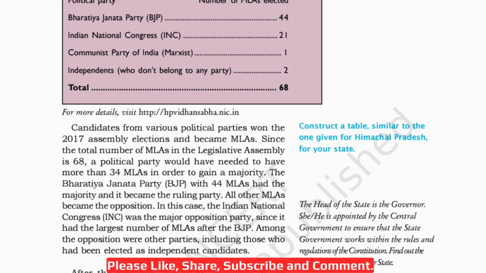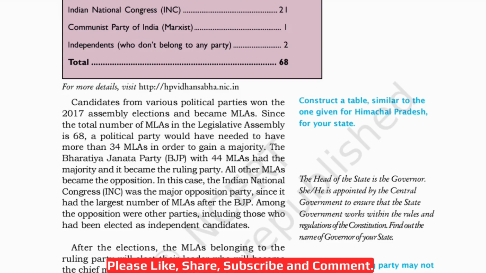Let's come to this paragraph now. Candidates from various political parties won the 2017 assembly elections and became MLAs. Since the total number of MLAs in the Legislative Assembly is 68, a political party would have needed to have more than 34 MLAs in order to gain a majority. The Bharatiya Janata Party, BJP, with 44 MLAs had the majority and it became the ruling party. All other MLAs became the opposition. All other MLAs means the Indian National Congress, the Communist Party of India, and the independents. In this case, the Indian National Congress, INC, was the major opposition party, since it had the largest number of MLAs after the BJP. Among the opposition were other parties, including those who were elected as independent candidates.